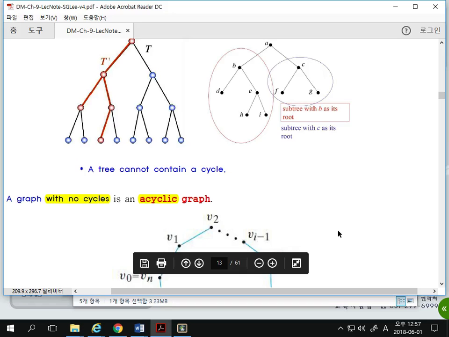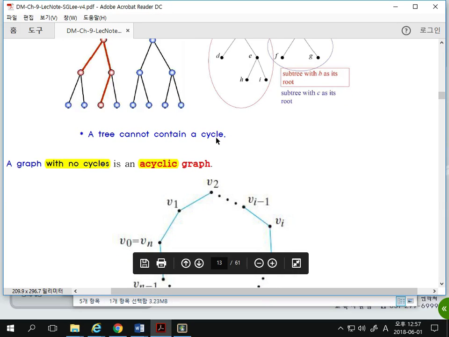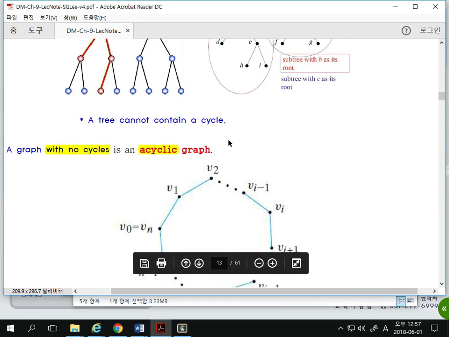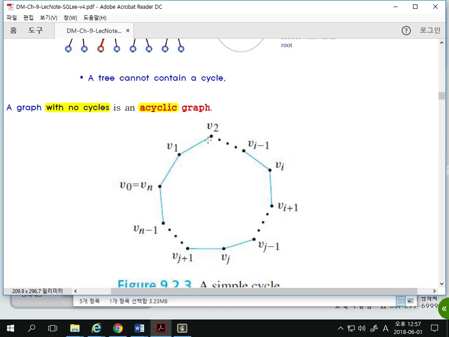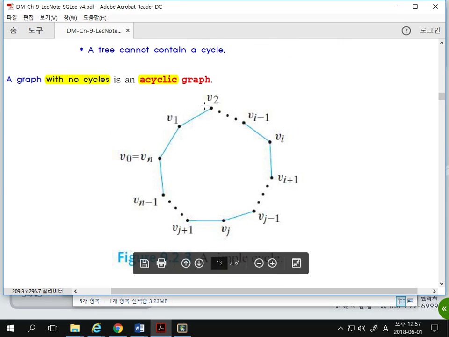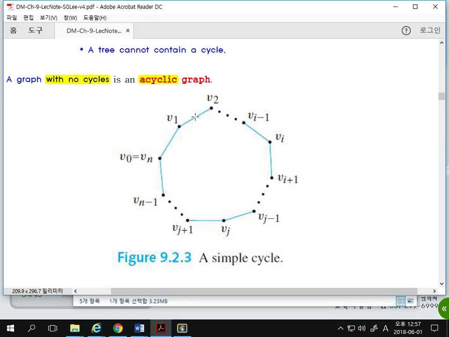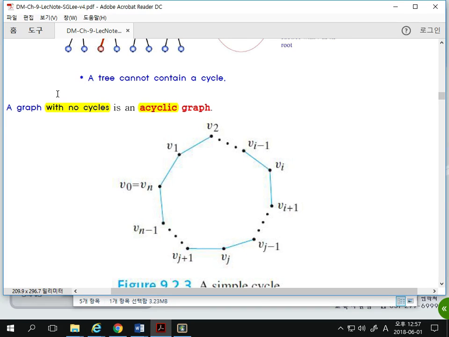Tree, but a tree cannot have a cycle in it. So if this is a simple cycle, if we have a graph which has a cycle like this, then it cannot be a tree. A graph with no cycle is called an acyclic graph. Acyclic means there's no cycle.